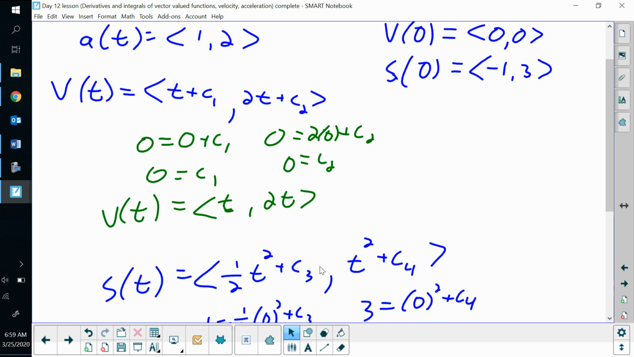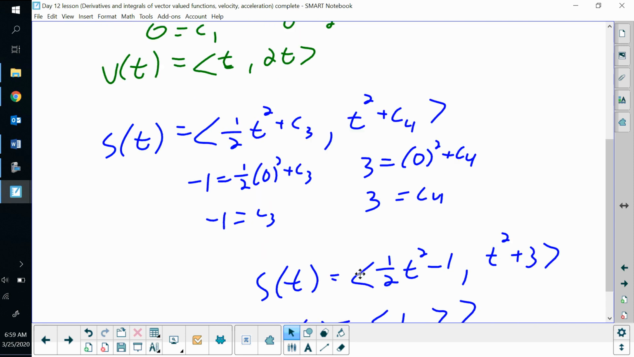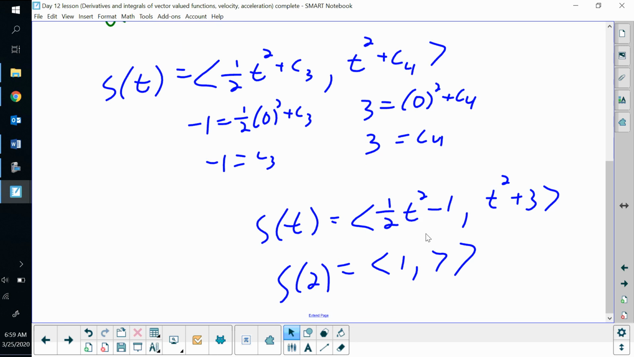Then for the position, take your antiderivative again. You've got your constants. We'll sub in 0 for t and negative 1 and 3 on the left. Solve for your constants. And this gives you then your position function. Well, we wanted to find t equals 2, so if we sub in 2 for the t's, we get that as our position at t equals 2.